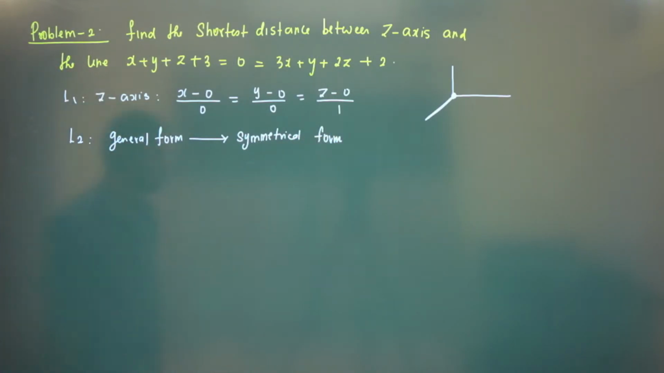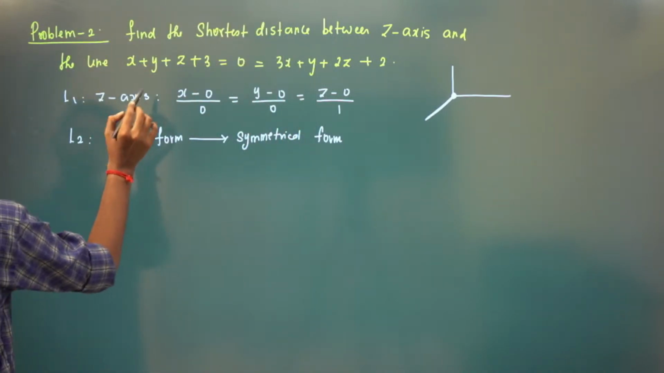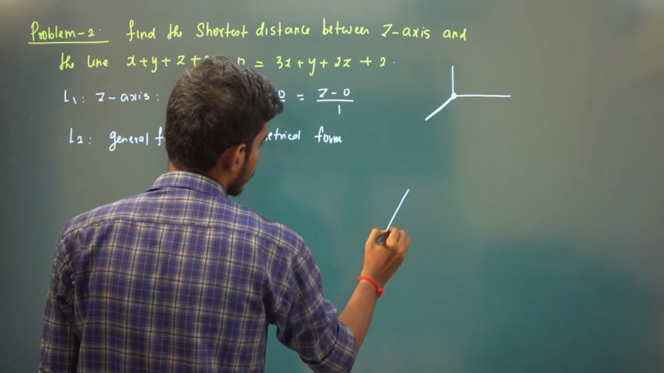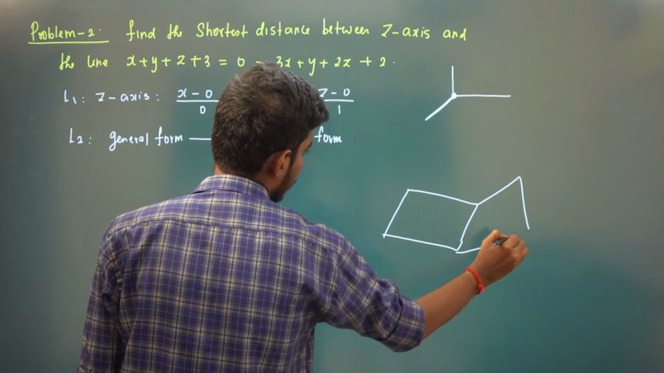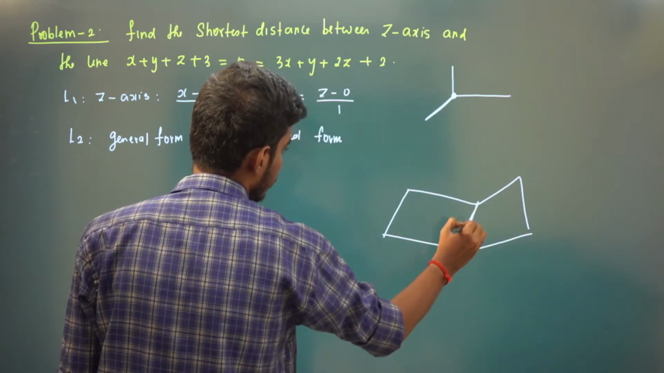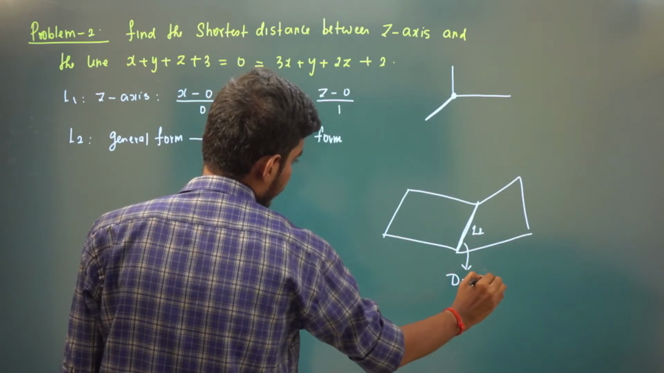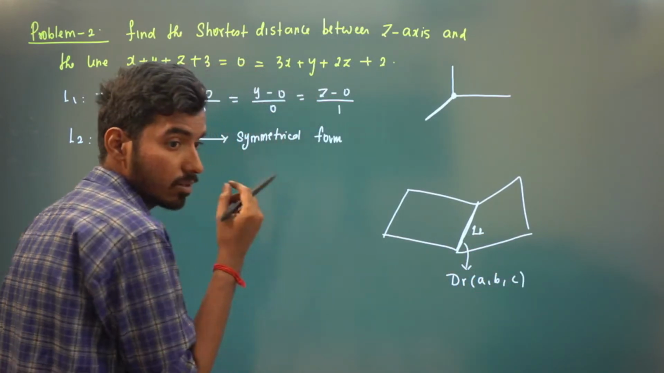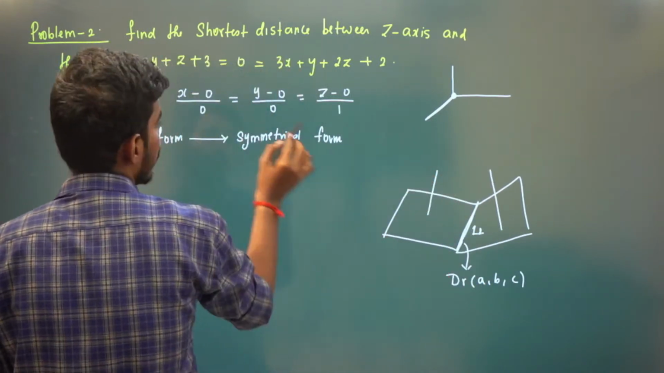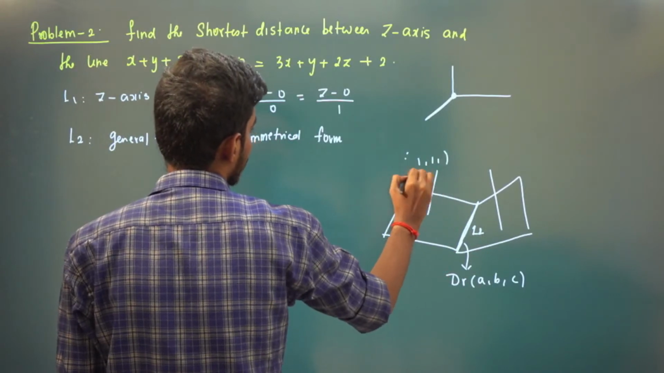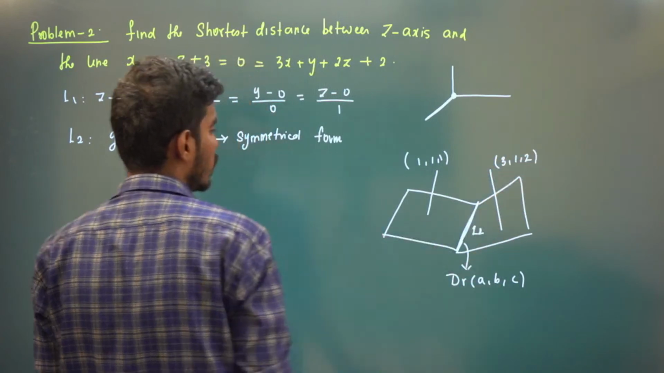We will convert this to symmetrical form and then apply the shortest distance formula. They have given two planes. This is the line L2. Let us say this has direction ratio a, b, c, and this plane 1 has direction ratio of normal 1, 1, 1, and plane 2 has direction ratio of normal 3, 1, 2.